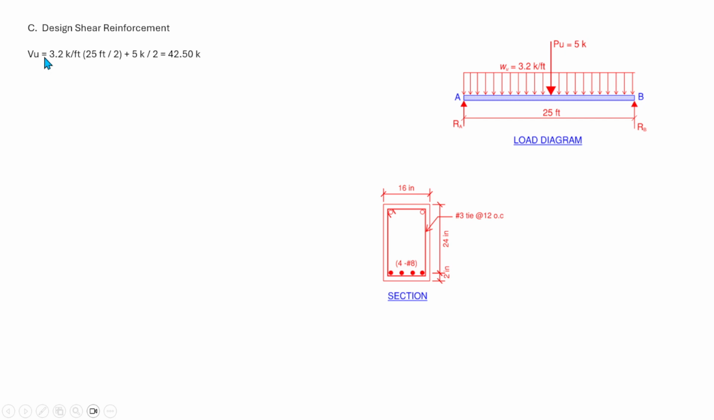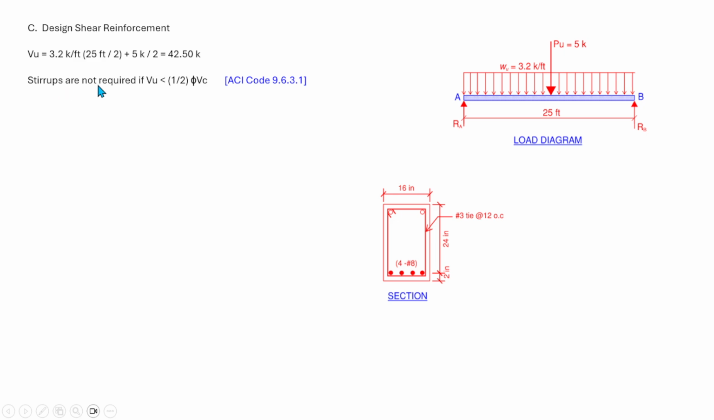So the maximum shear is 3.2 times 25 feet over 2 plus 5 kips over 2. So we'll just divide that by 2. No need for summing up moment at A because the loads are symmetrical, so we can calculate by dividing by 2 directly. So that is the maximum shear that we have here.